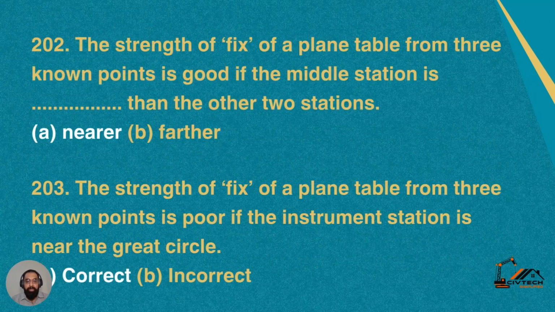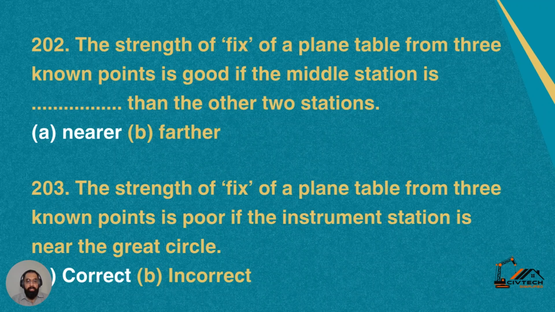The strength of fix of a plane table from three known points is good if the middle station is dash than the other two stations. Option A, nearer. Option B, farther. So it's nearer. अगर आपका मिडिल स्टेशन बाकी दो पॉइंट से नजदीक है तो स्ट्रेंथ उसकी बेहतर होगी. So A is the correct answer for this question.